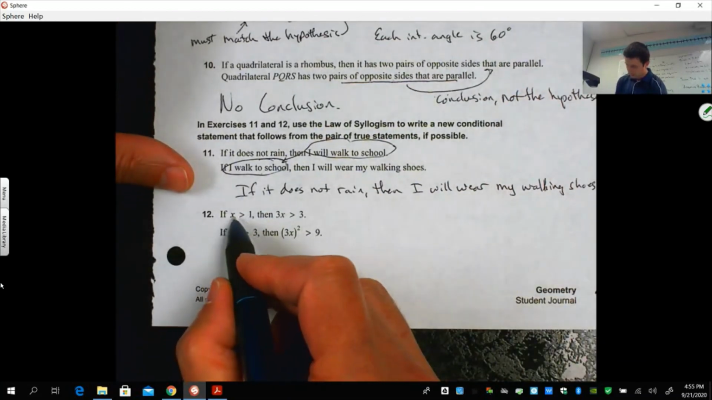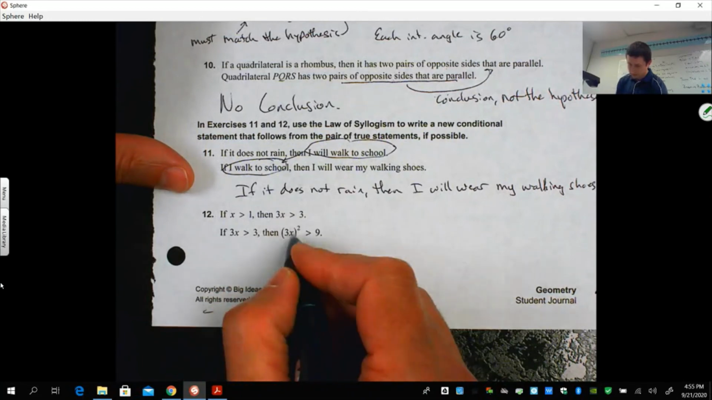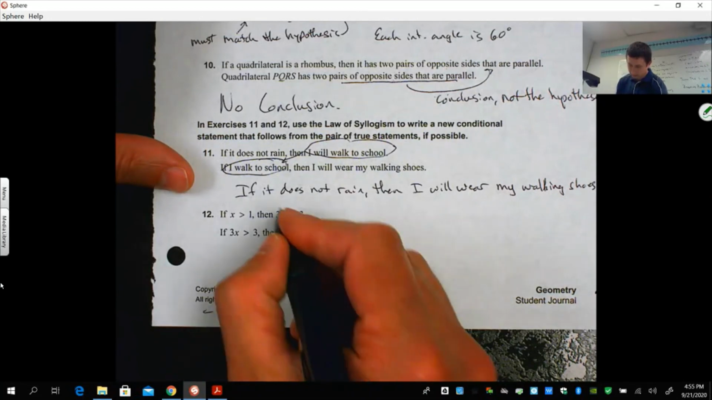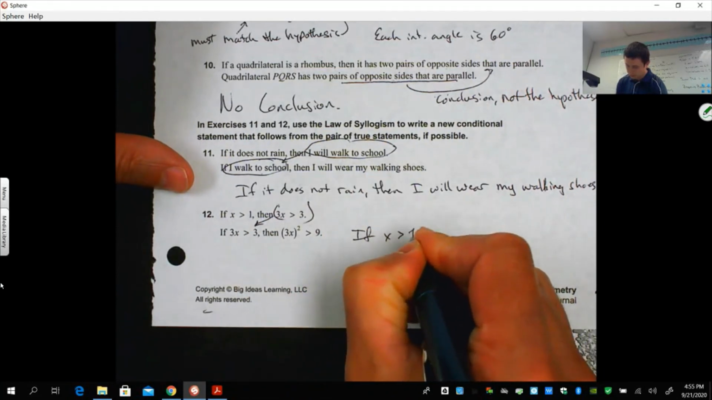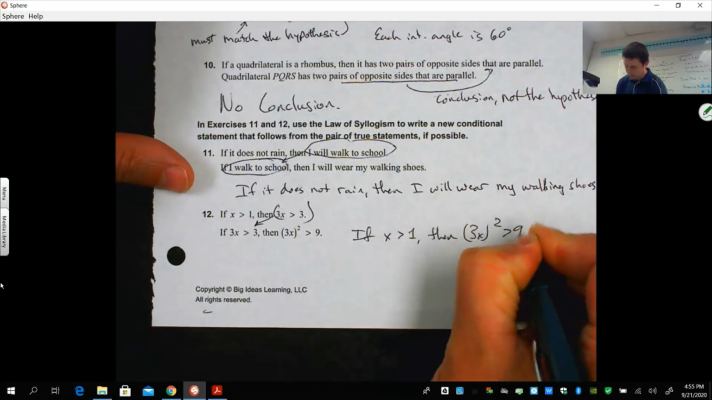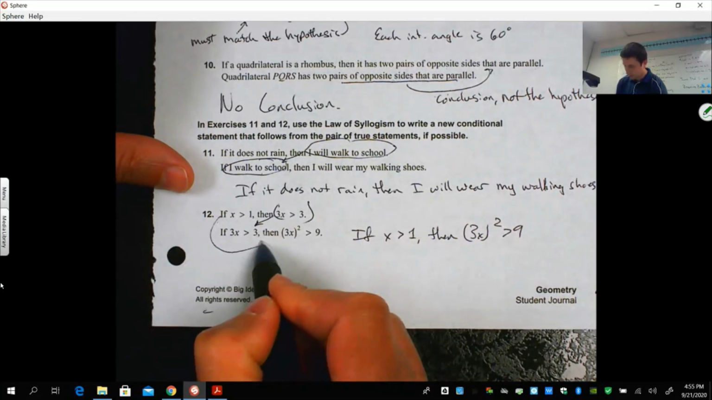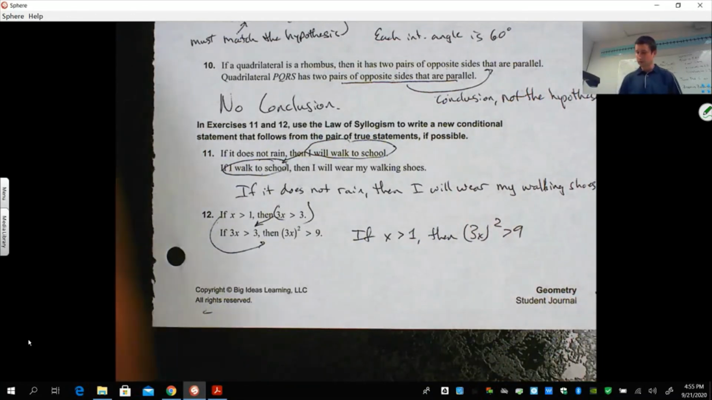So final, if x is greater than 1, then 3x is greater than 3. If 3x is greater than 3, then quantity 3x squared is greater than 9. That matches that. So you can just say if x is greater than 1, then 3x squared is greater than 9. So put those together. And that's it for these examples. Let me know as you work through what kind of questions you have, and we'll keep working with this logic.